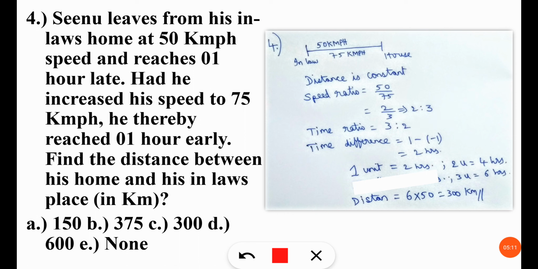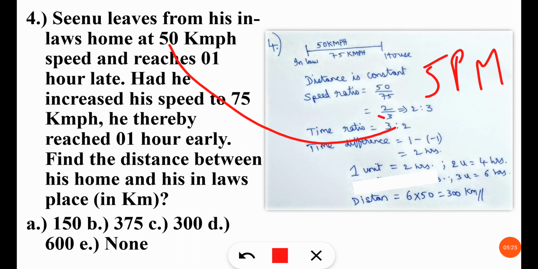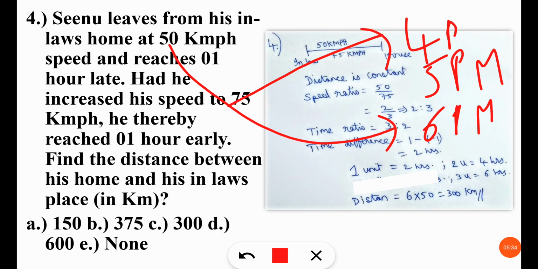What is the time difference? It is 1 minus of minus 1. For example, if Sinu has to reach at 5 p.m. and if he traveled at a speed of 50 kmph, he will be reaching 1 hour late. That means he will be reaching at 6 p.m. If Sinu traveled at 75 kmph, he will be reaching at 4 p.m. That means 1 hour early.